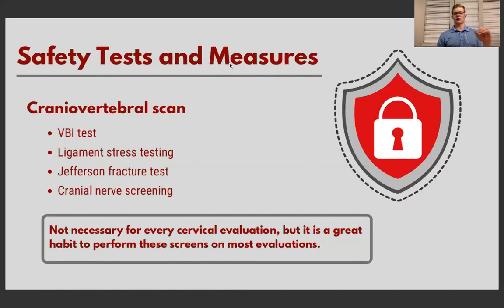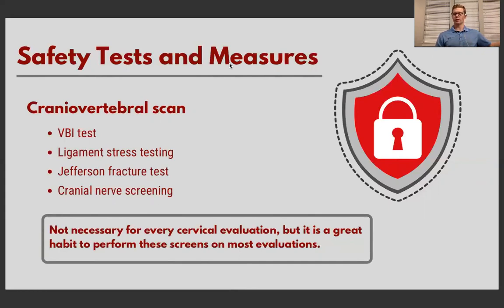With this, those are the VBI test, and ligament stress testing, particularly of the transverse and alar ligaments. We talked a little bit about that in the differential diagnosis lecture, and we're going to review how to perform those in our other cervical examination lecture. Then the Jefferson fracture test. Jefferson fracture is a C1 fracture, and it's a burst fracture of C1. So understanding how to perform that test, which we'll get into later also.